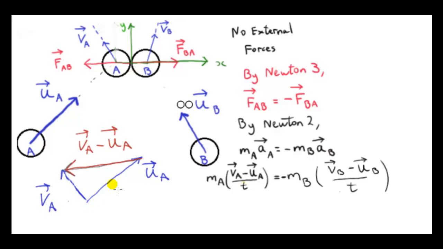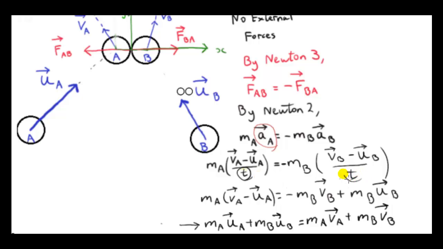You can see that from the triangle law. If you add vector UA onto vector VA minus UA, you will get vector VA. Why is it in the same direction as the average force on sphere A? Well, the average force on sphere A is just a scalar multiple of the average acceleration. So the average acceleration of sphere A is in the same direction as the average force. It's just a vector scaled up by the mass of sphere A. And the average acceleration is in the same direction as the change in velocity, because the t is just a scalar. T is just a number.